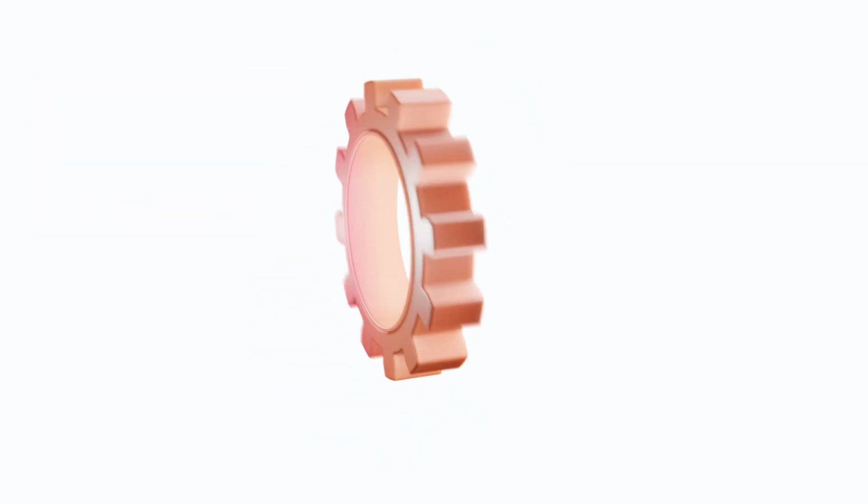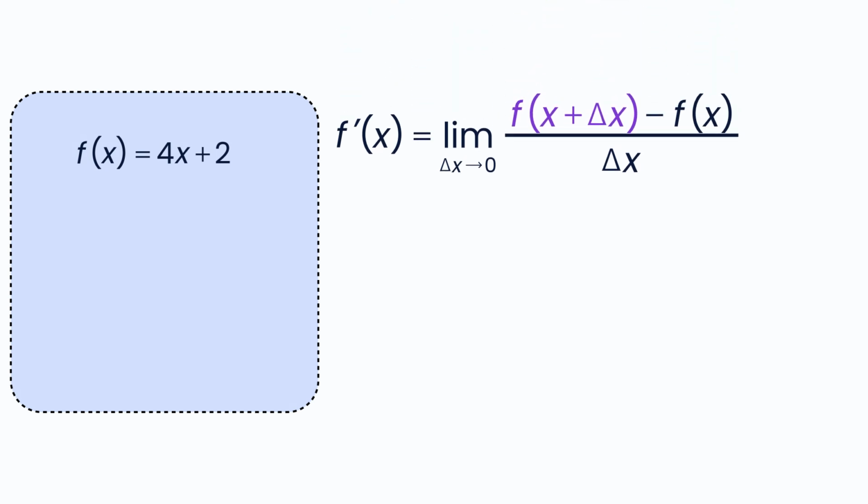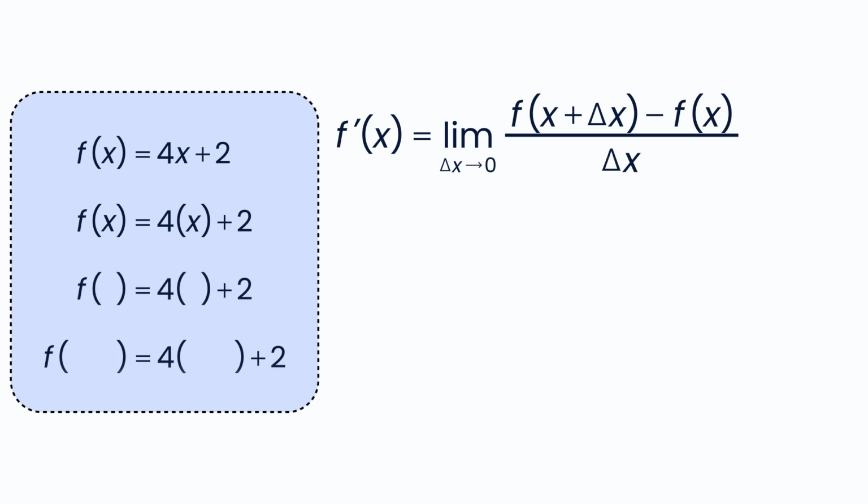Let's look at another example. You will find the derivative for the function f of x equals 4x plus 2. First, let's take a look at what x plus delta x would look like when inserted into 4x plus 2. Since the x is multiplied by 4, you again imagine that there are invisible parentheses around the x. You need to remove that x and replace it with x plus delta x.